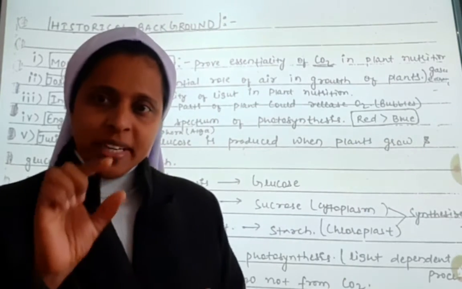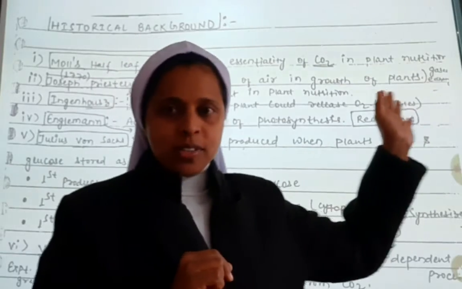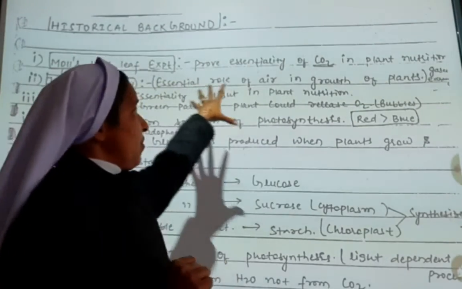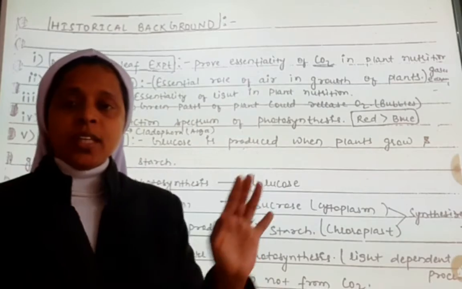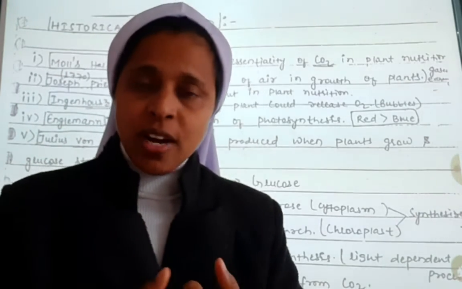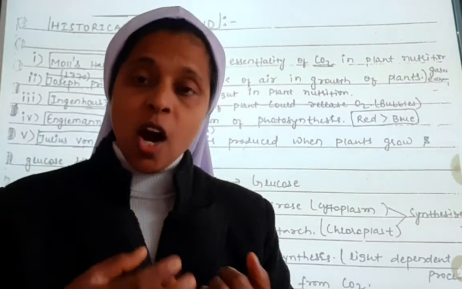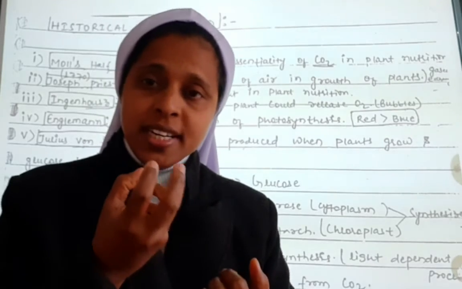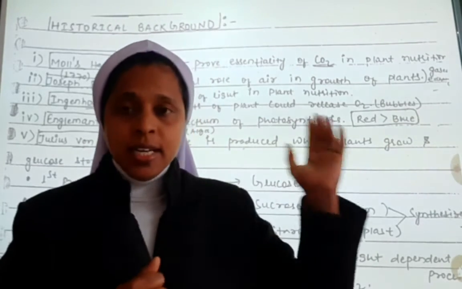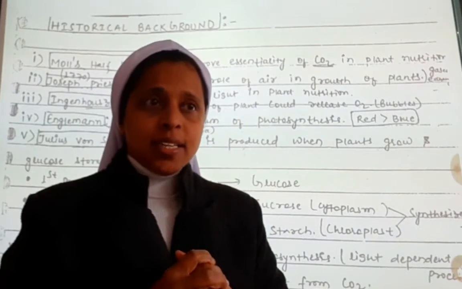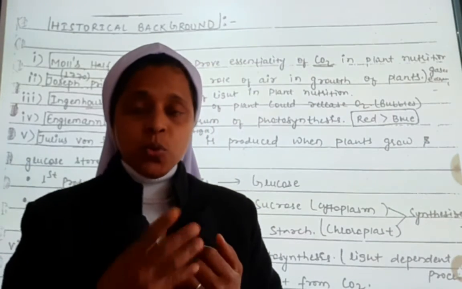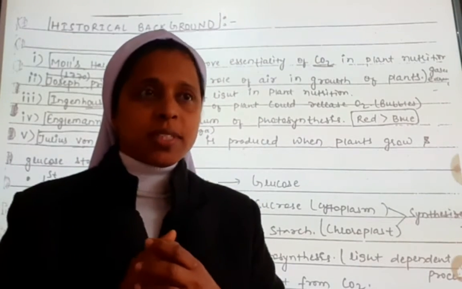So here I have made it very short and I have brought it. In Moll's half-leaf experiment, what did he say? He proved the essentiality of carbon dioxide in plant nutrition. How much carbon dioxide is required for plant nutrition? He says that in Moll's half-leaf experiment, he proves the essentiality of carbon dioxide.